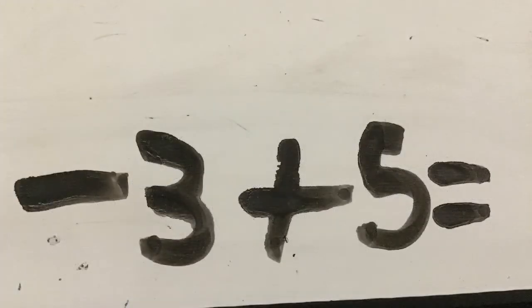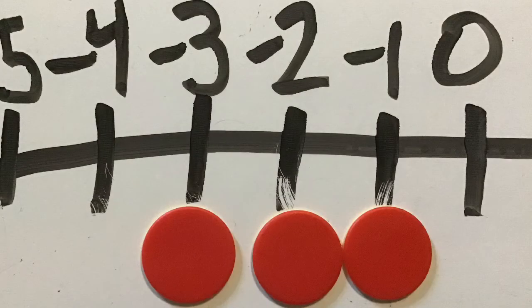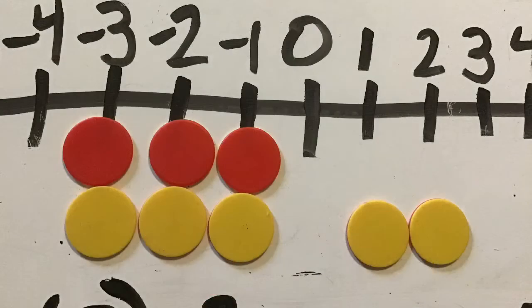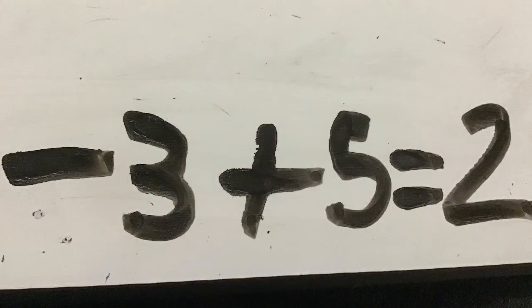Let's try reversing the numbers. -3 plus +5. I start by laying out 3 negative tokens, and then I place my 5 positive tokens. I didn't put one on the 0 because nothing goes on 0. I have 2 tokens left over, so my answer is +2. So -3 plus 5 equals 2.